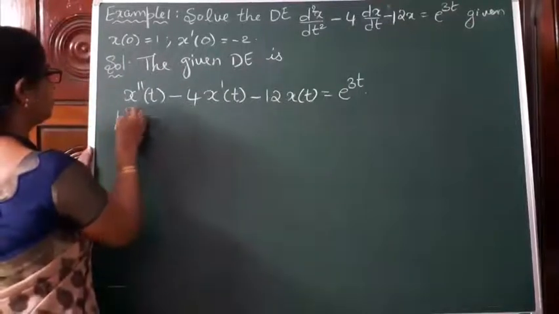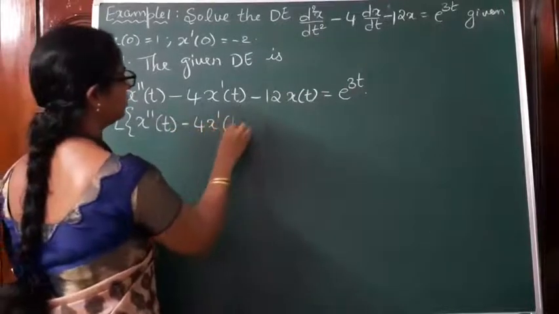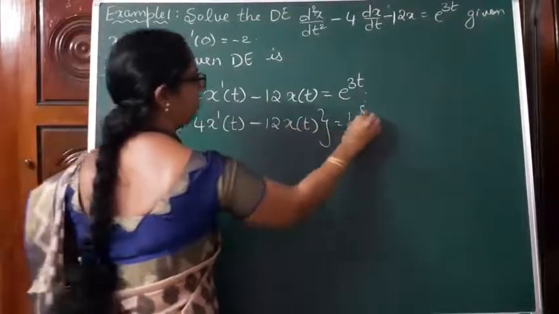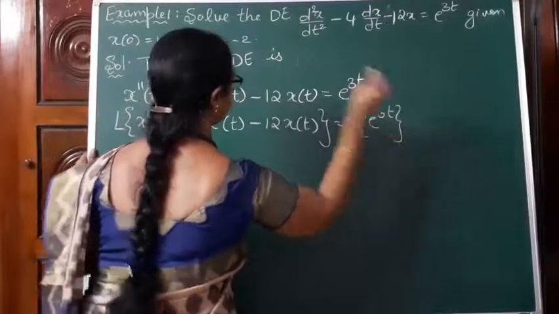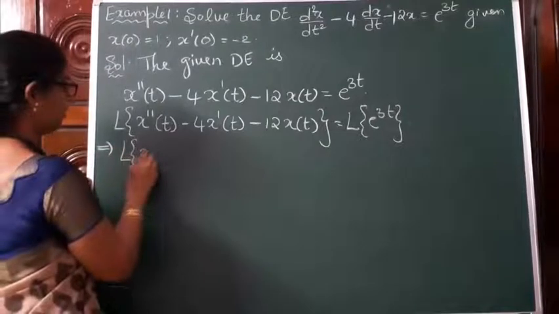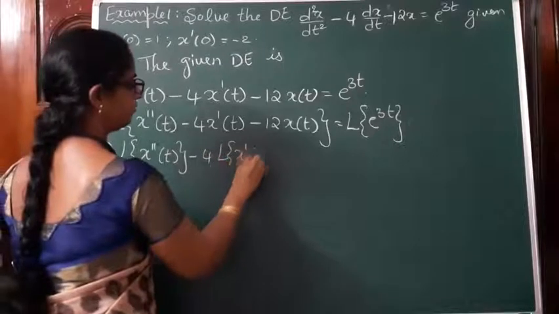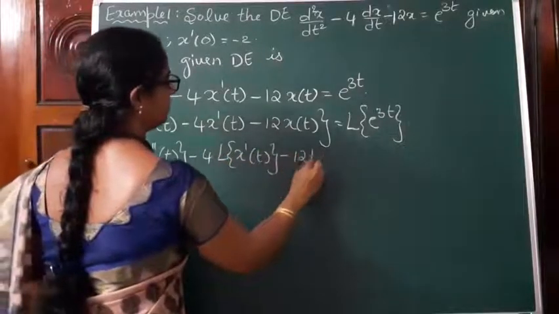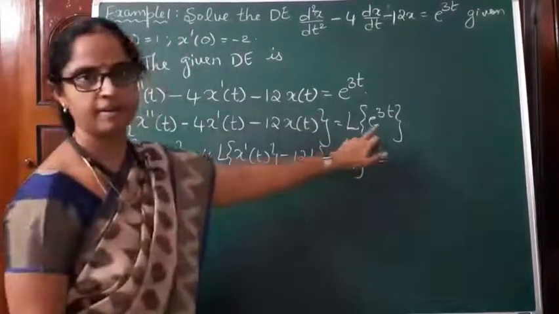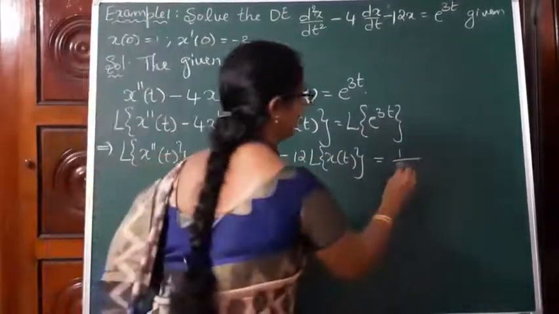So first, we apply Laplace transform on both sides. We get L of x double dash of t minus 4 into x dash of t minus 12 into x of t is equal to L of e power 3t. Now using linear property, we separate the terms as L of x double dash of t minus 4 into L of x dash of t minus 12 into L of x of t is equal to, what is L of e power 3t? It is 1 by s minus 3.